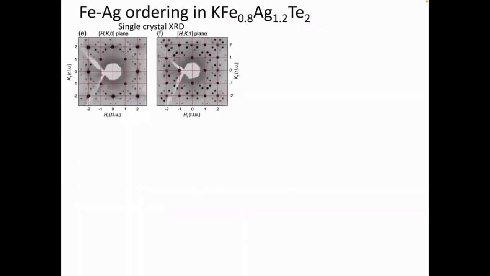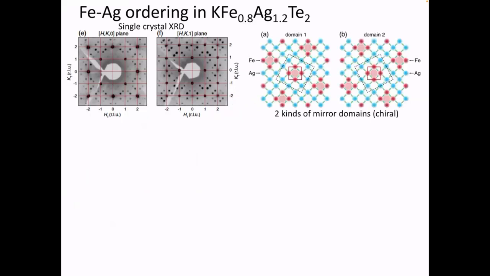So this led us to do a single crystal measurement on this material, and indeed we saw a whole bunch of superstructure peaks. All of these additional peaks away from the grid points are superstructure peaks. So this led us to show that in fact there is transition metal ordering in this system. These superstructure peaks can be described by two kinds of mirror domains, with the iron atoms forming a 2x2 block structure, which are separated from each other by silver atoms, which are non-magnetic.